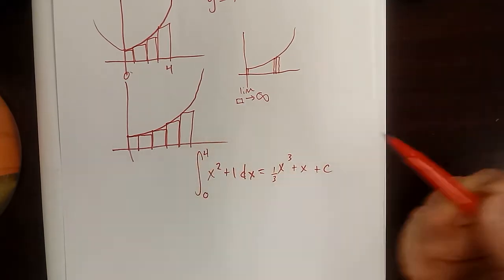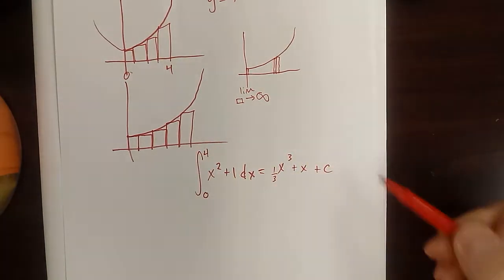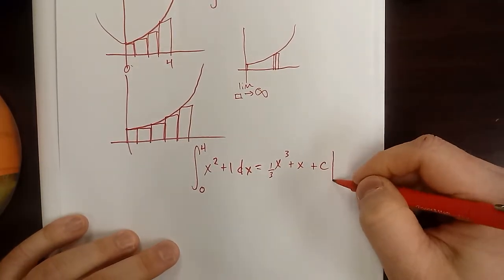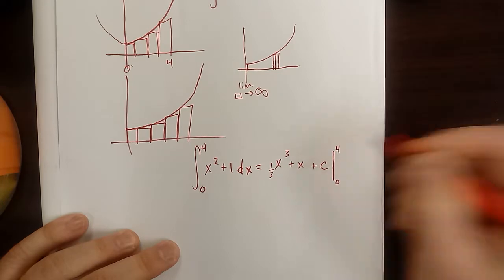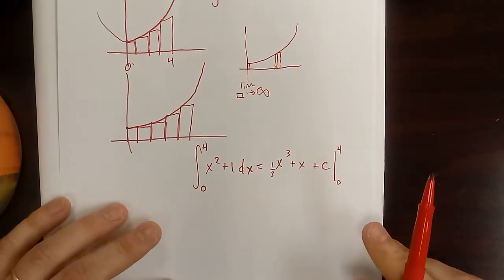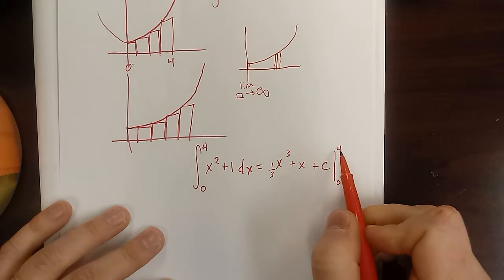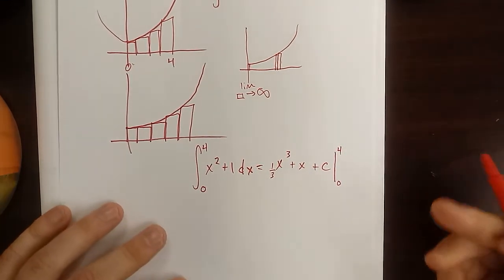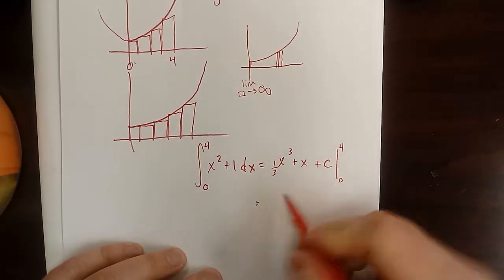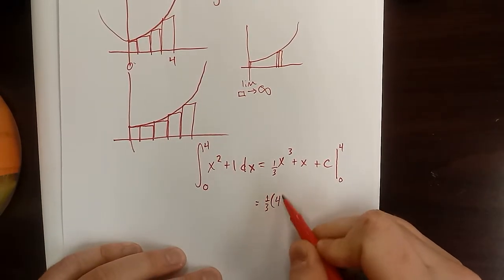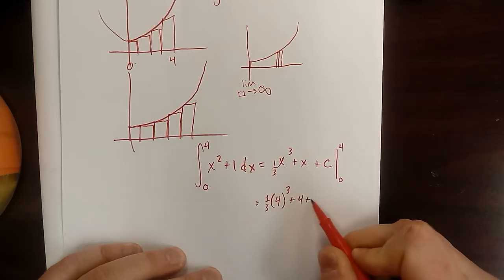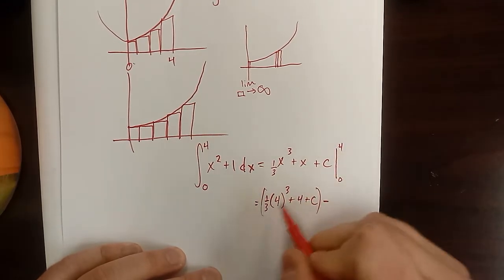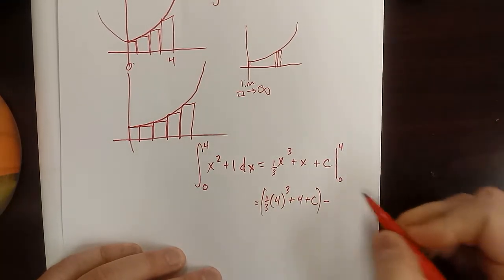But now that we're dealing with these 0 to 4, we've got to talk about how to deal with those. What we do is we say 0 to 4 like this. And what this is saying is, we're going to plug in 4 here, and we're also going to plug in 0, and we're just going to wind up subtracting them. So here's what I mean. If I go in here, 1/3, I plug in 4, plus c, minus, so I plugged in 4, right? Minus, we're going to plug in 0.